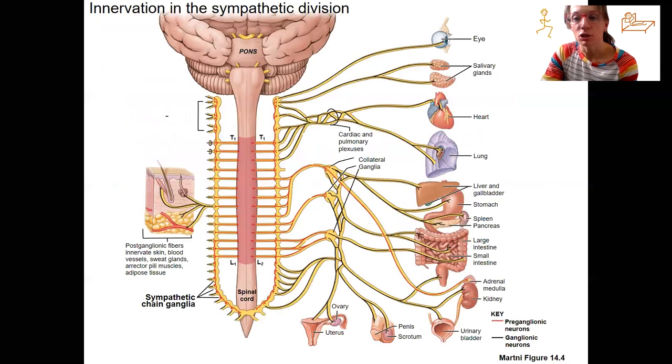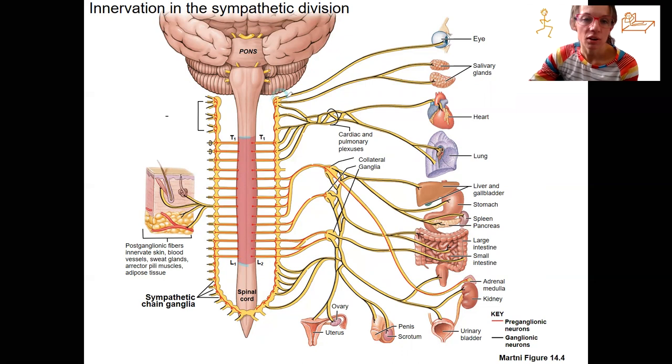This is the same image you saw for parasympathetic, but now this is sympathetic. So the innervation starts from the thoracic going to lumbar spinal cord, and those preganglionic neurons, you remember for sympathetic, they're short. Short preganglionic fibers with ganglia close to the spinal cord. You already knew that, right?